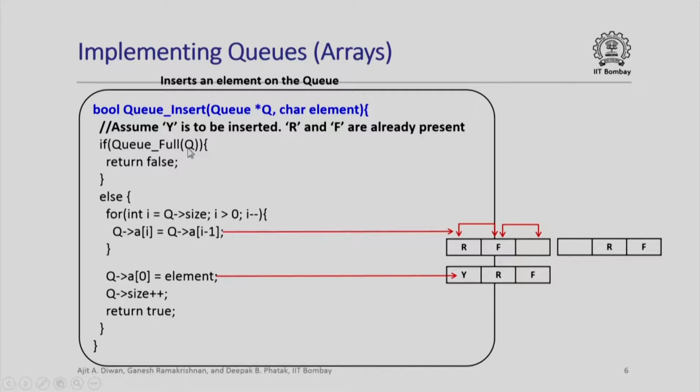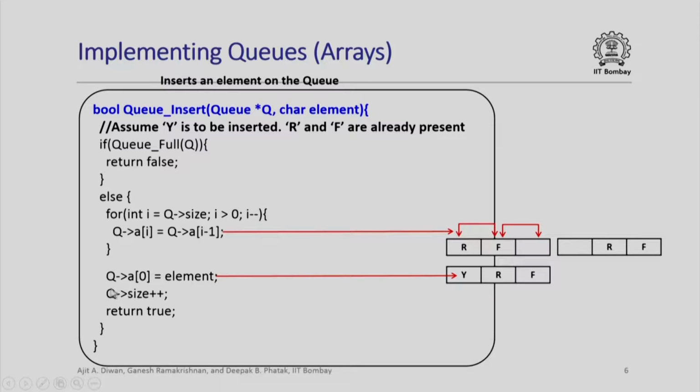Now we, as usual, examine whether the queue is full. If it is full, we return false, we cannot insert, but otherwise, notice what we do. We push all the existing elements in the queue further up, so that F, which was here, we would like it to come here, R, which was here, we would like to come here. And this is what this iteration for int i equal to queue size, i minus minus will do. That means now f will come here, r will come here. This is the position where we want to insert the new element that we are given, y.